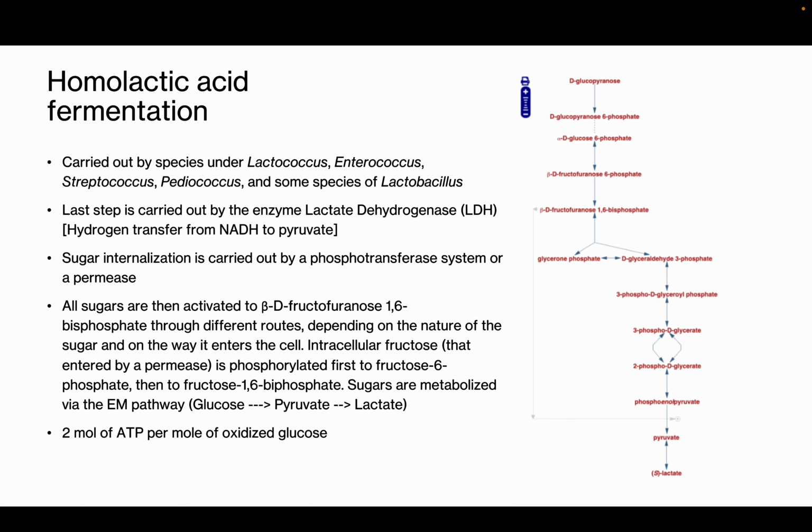To discuss more about it, intracellular fructose, which enters via a permease, is phosphorylated first to fructose 6-phosphate, then to fructose 1,6-bisphosphate. Sugars are metabolized via the EM pathway. We have glucose, pyruvate, and then lactate. 2 moles of ATP are produced per mole of oxidized glucose for the case of homolactic acid fermentation.